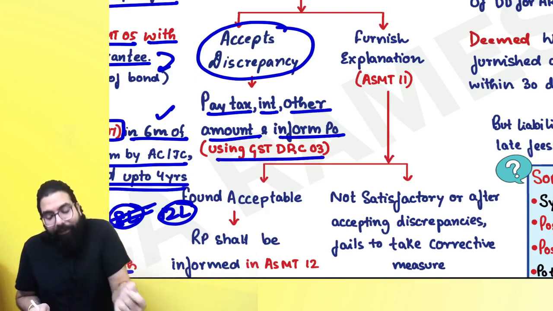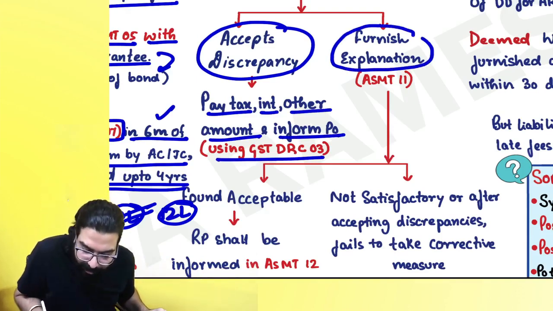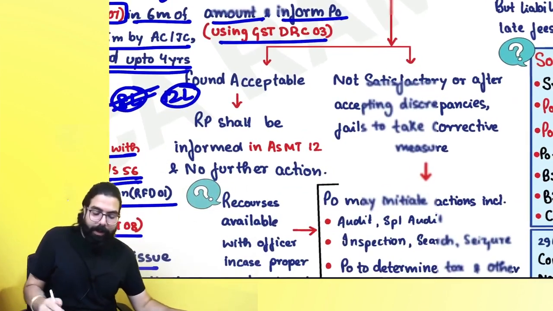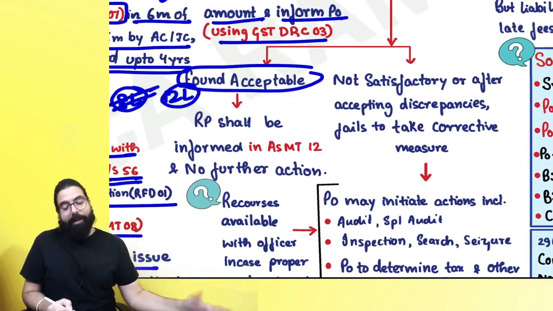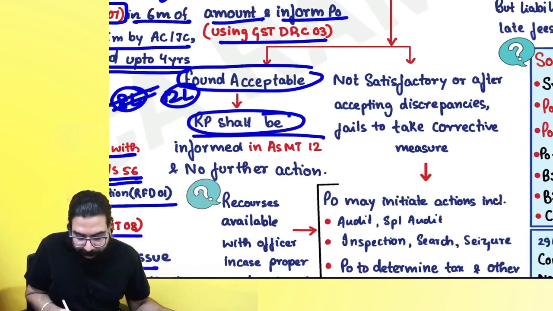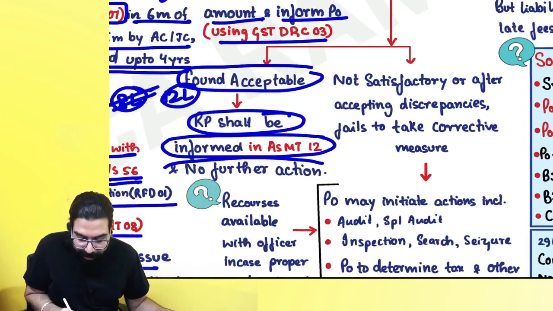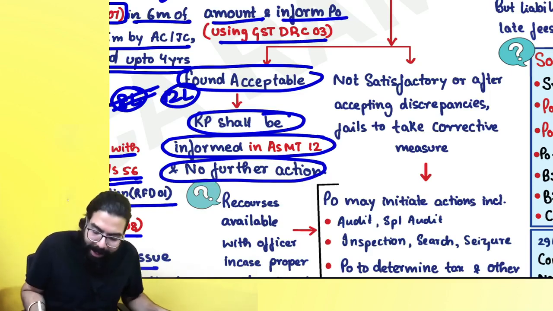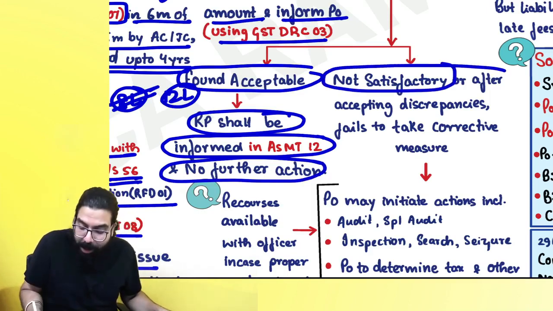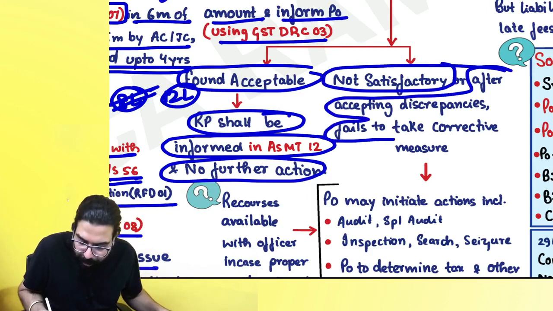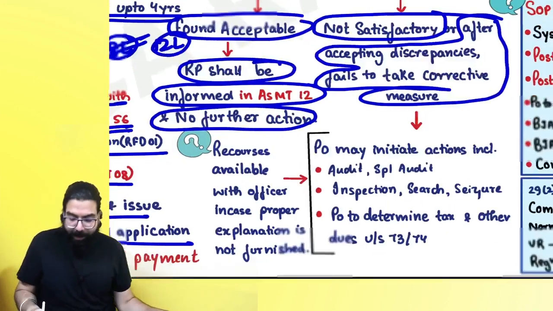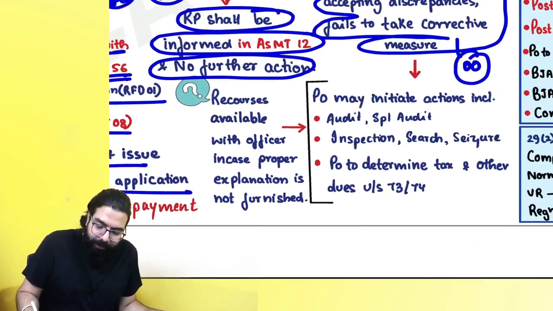But sir, if I don't accept the discrepancy, but I give an explanation using form ASMT 11, then if the officer likes my explanation, very good, he will inform me in ASMT 12 and will not take any action. If the officer doesn't like my explanation, I did not give a satisfactory reply, or after accepting the discrepancy I am not taking corrective action, the officer will get angry.